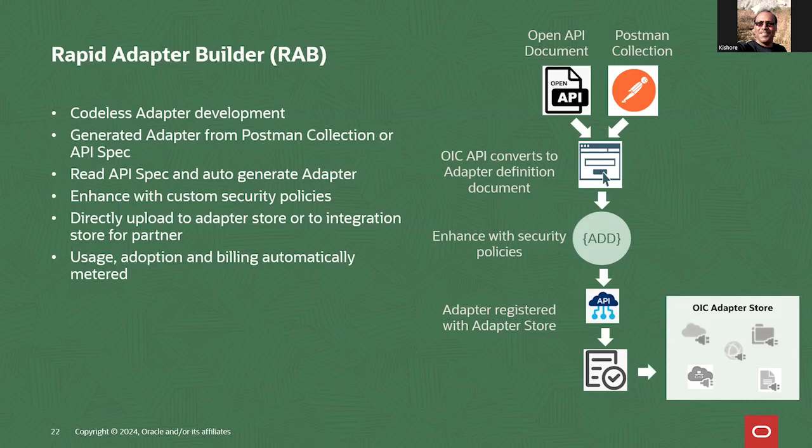Generally, these are the two artifacts that you see whenever you start building, whenever you try to invoke a set of resources or operations within a resource. So you'll certainly have one of these. You can start from any of them, and our RAB adapter framework will allow you to parse these resources and create an adapter definition document. The adapter definition document is nothing but the code base for your adapter.